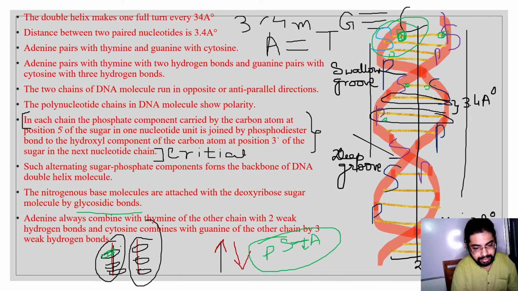And adenine in one strand, let's say this is adenine. This adenine of one strand combines with the thymine of the other chain with 2 hydrogen bonds, and let's take this as guanine, and cytosine combines with guanine. If this is guanine, on the opposite strand it will be cytosine, and this cytosine combines with guanine of the other chain by 3 hydrogen bonds. This is the arrangement. Okay.